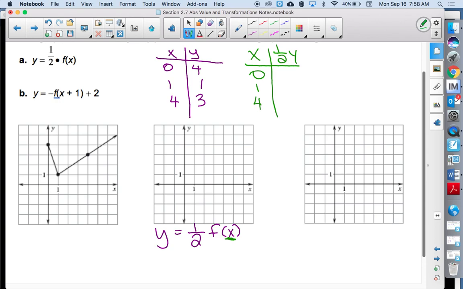And now we're taking the y values and cutting them in half. So we had a 4, now it's a 2. We have a 1, now it's a 1/2. We had a 3, now it's a 3/2. These are going to be the new points that we graph for this function. So we should see a vertical shrink in the graph because we cut all the y values by 1/2. So taking these new points, we have a 0, 2. At 1, we're only going up to a 1/2, and then at 4, we're going up to 3/2.